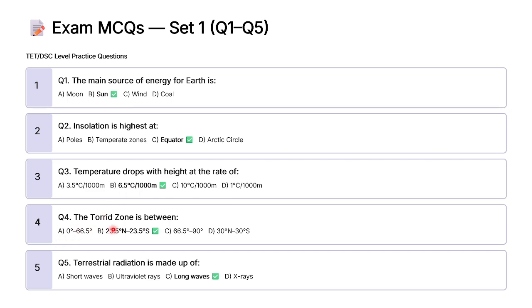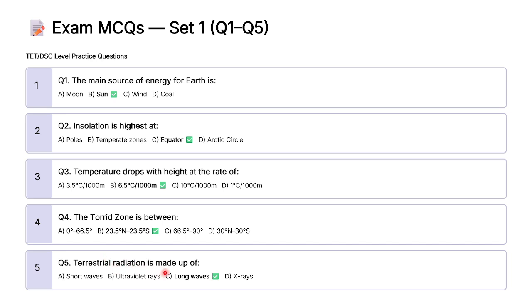So the torrid zone is between, okay, 0 to 66.5 degrees, or 23.5 in northern and 23.5 in southern. So is it 66.5, or 90 degrees, or 30 degrees to minus 30 southern? So the right answer is 23.5 north and minus 23.5 southern. So this is the thing.